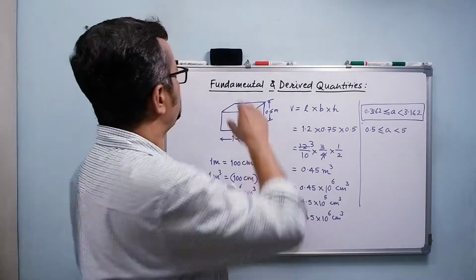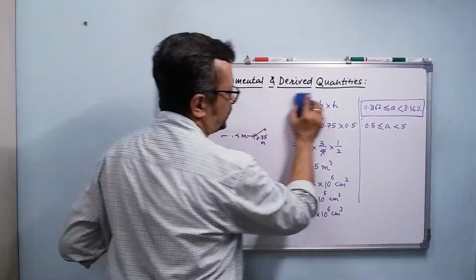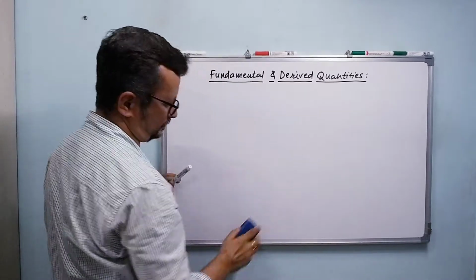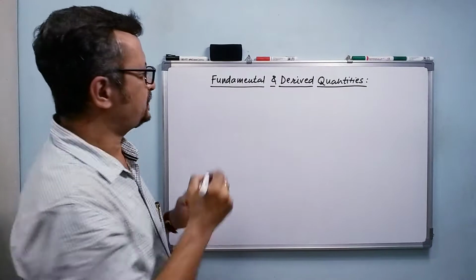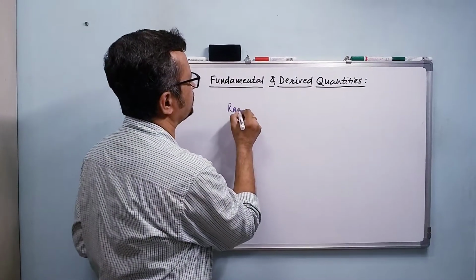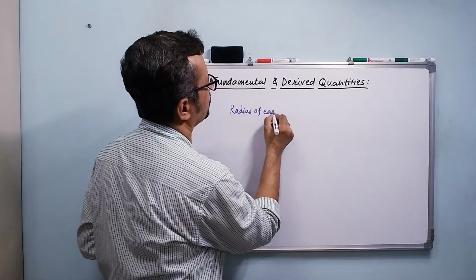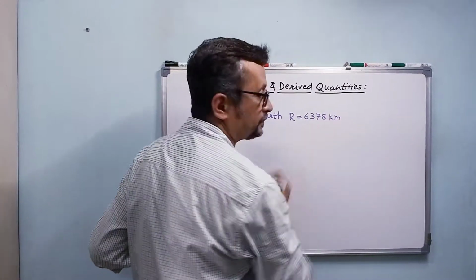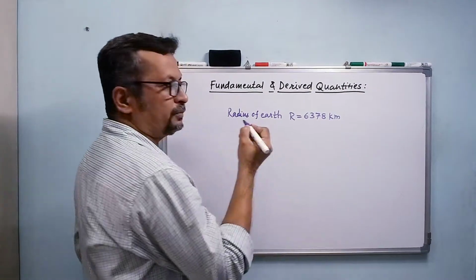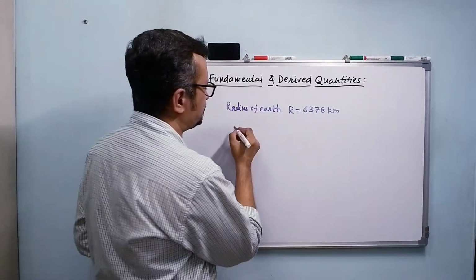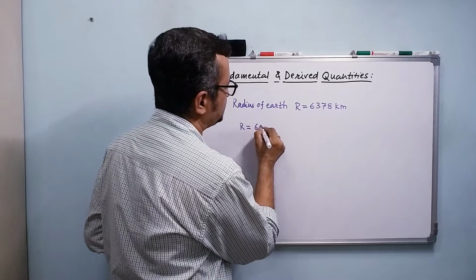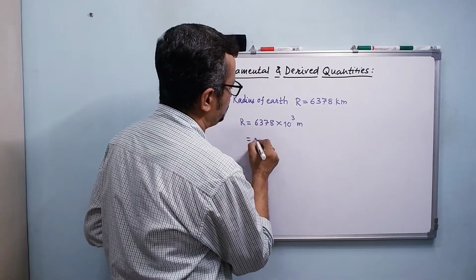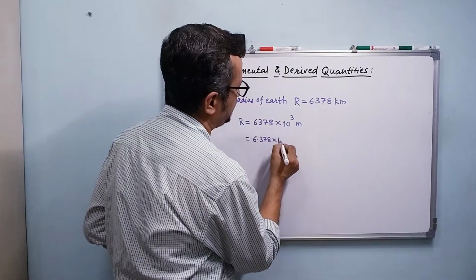Let us do one more numerical example for order of magnitude now. Let me write the radius of Earth, R, that is 6378 kilometers. Now I want to express this in meters, so R is equal to 6378 multiplied by 1000 meters. Now I'm going to write this as 6.378 into 10 raised to power 6 meter.